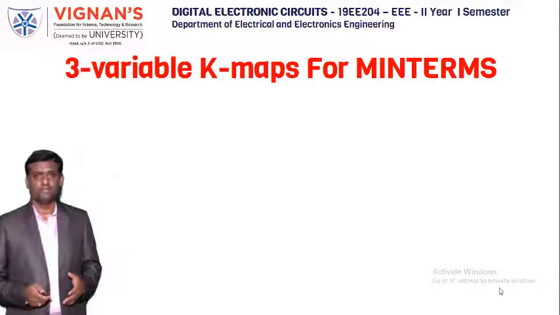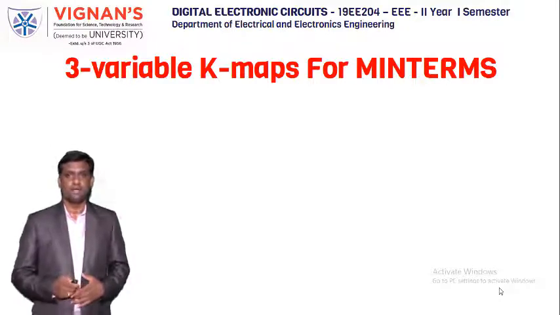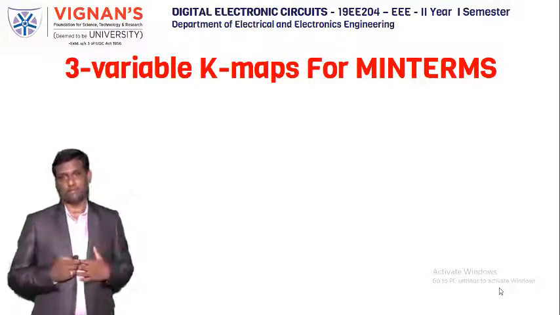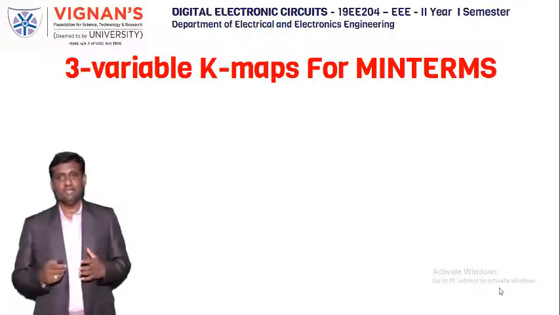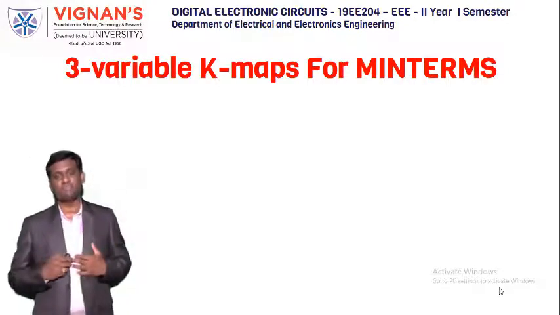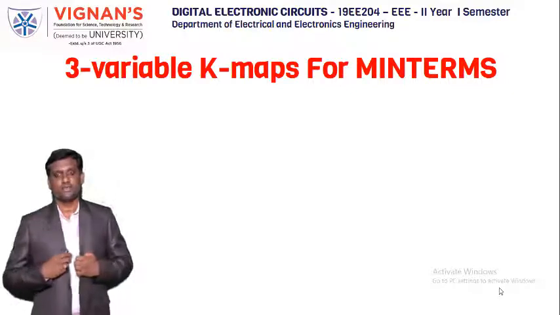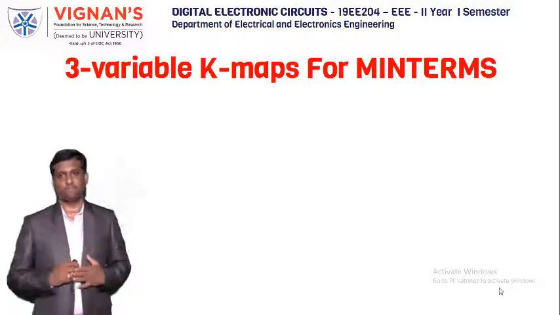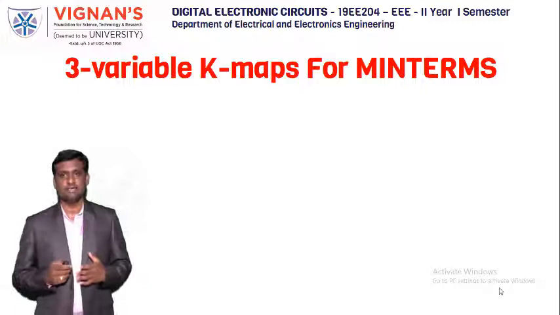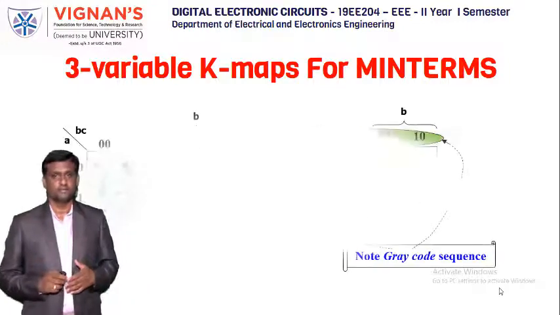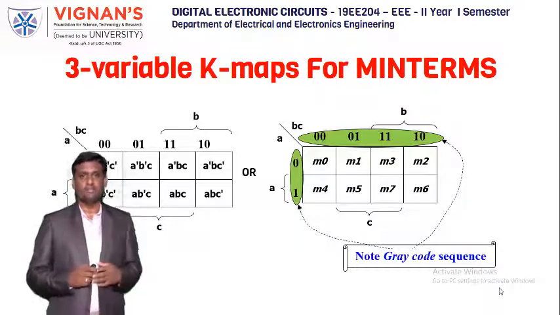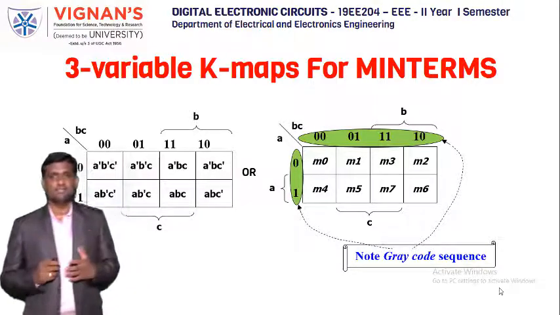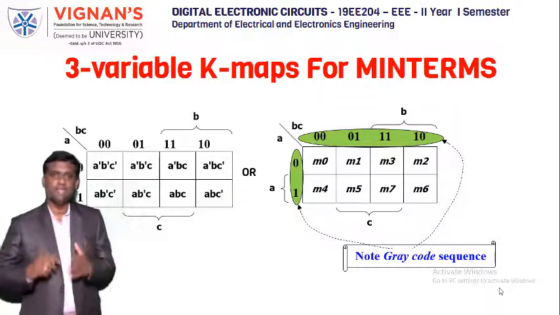So now we will see the 3 variable K-map representation for the min terms. In this lecture, I am going to explain the K-map simplification for a Boolean function in SOP form. That's why I consider only min terms. In this we consider 3 variables as A, B and C.